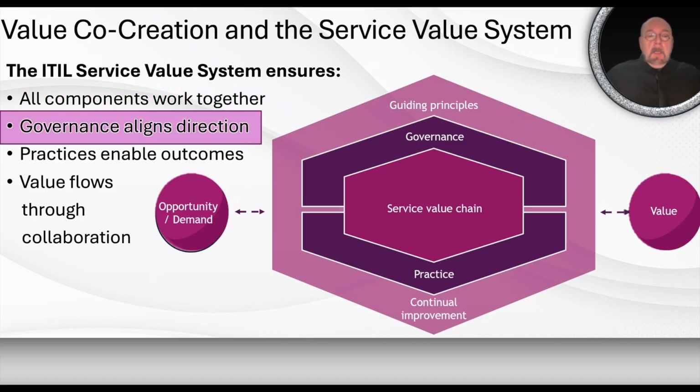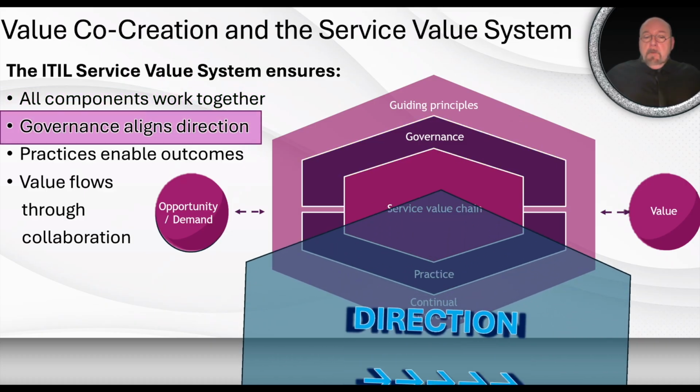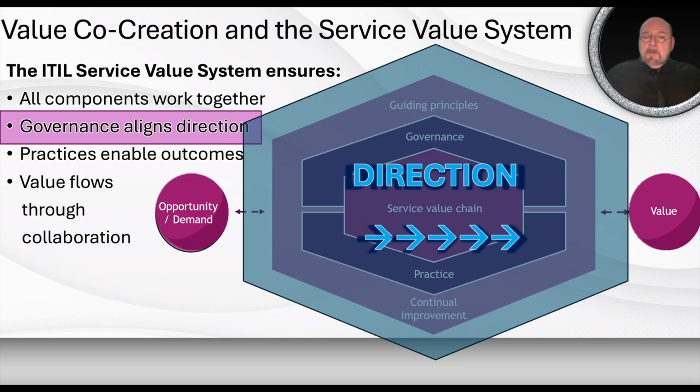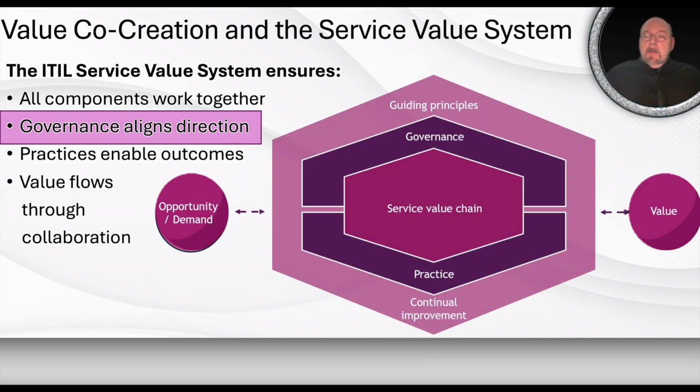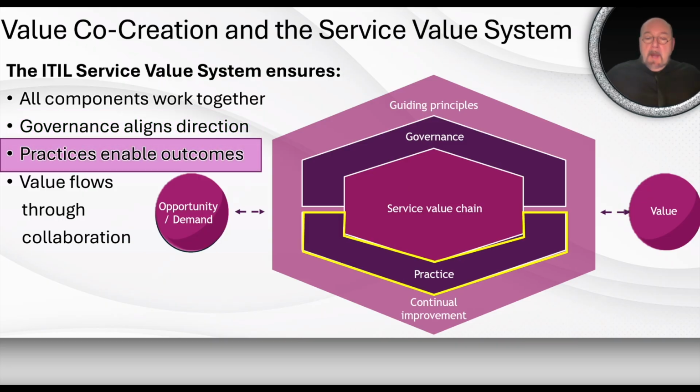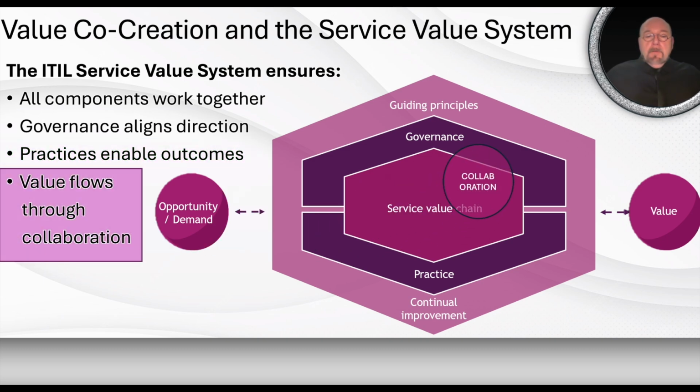Governance aligns the direction. It's what middle and upper management does to make sure things are moving in the right direction according to our strategy. The practices enable the outcomes to happen. That's where we have skills, and we put those skills to use to make sure those outcomes are happening for the end consumer. And value flows through all of this through the use of collaboration. So we have to have excellent tools for collaboration.